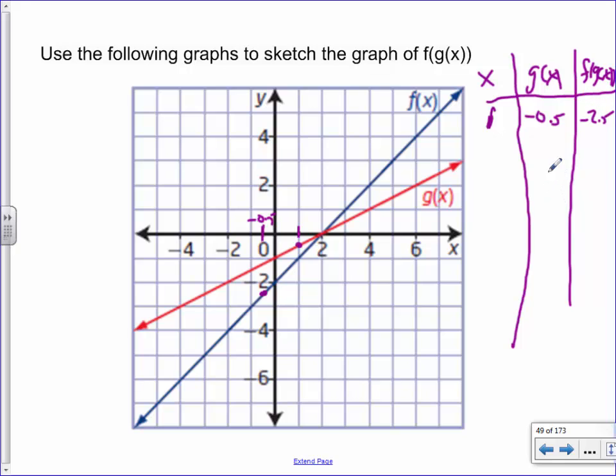So a point on my graph then would be 1 with negative 2.5. Ignore the middle step. The middle step is just to help keep track. But a point on my graph would be 1 with negative 2.5. So I could actually plot that here at 1 and negative 2.5.